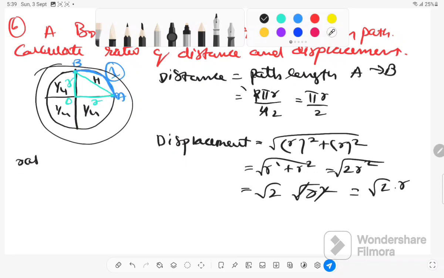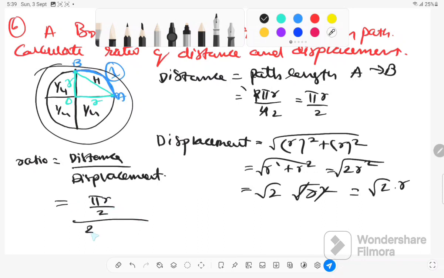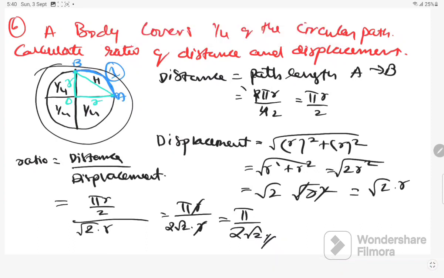Now they are asking the ratio of this, that means distance by displacement. Everyone, distance is how much? Pi r by 2. Displacement is root 2 into r. So now look here, student, this 2 will come down. Then it becomes pi r by 2 root 2 into r. R and r get cancelled. So the answer is pi by 2 root 2. This is not displacement, it is the ratio of distance and displacement.